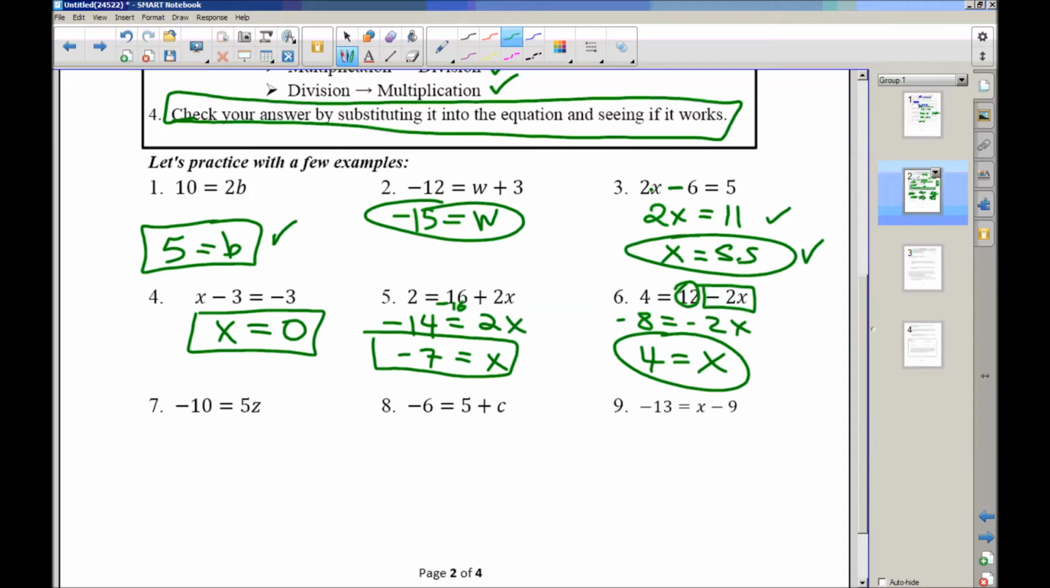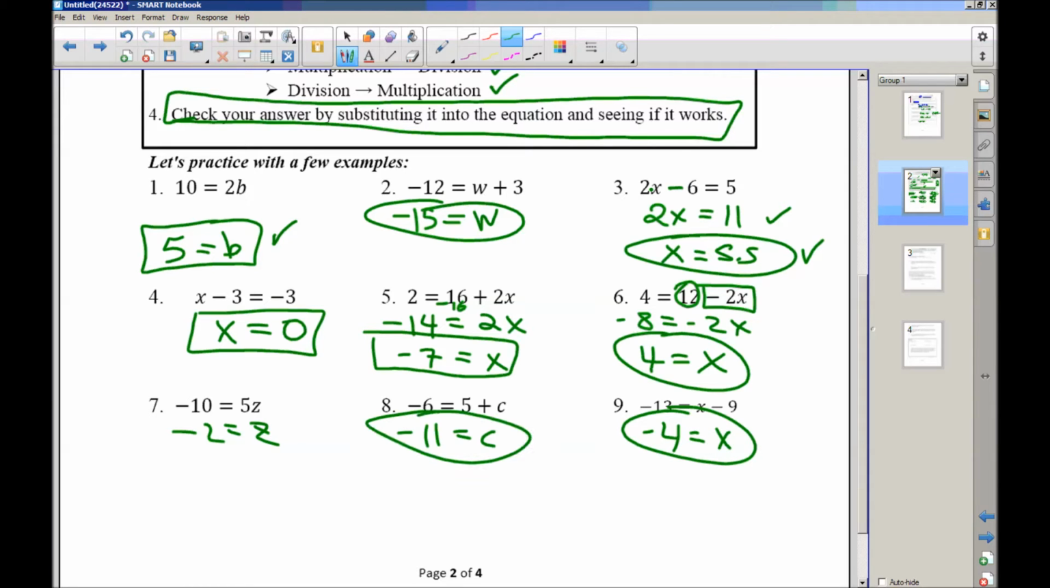Number 7, we divide both sides by 5 to get negative 2. That's a one-step equation. Number 8, we subtract 5 from both sides to get c is negative 11. And number 9, we add 9 to both sides to get negative 4 is x. Circle all of our answers here. And then one more time, go back and circle in blue.